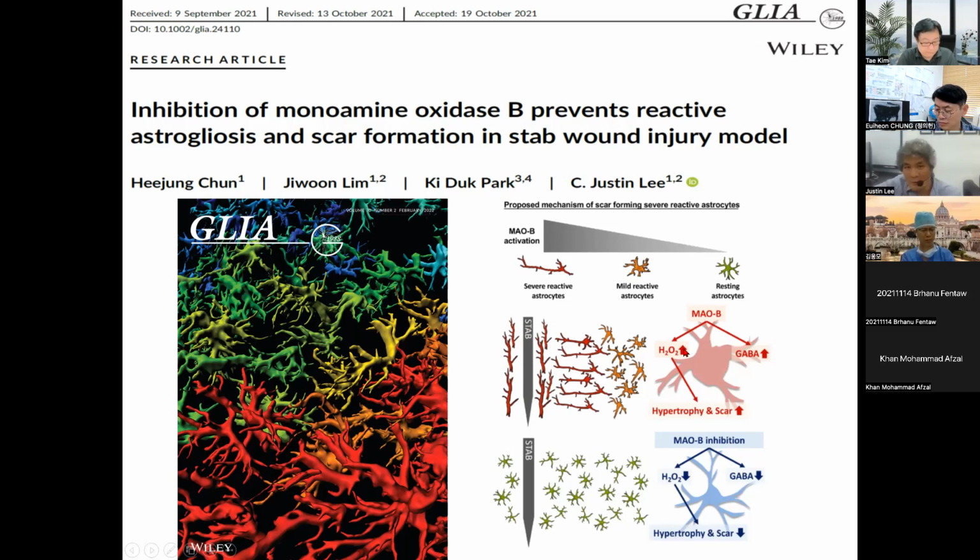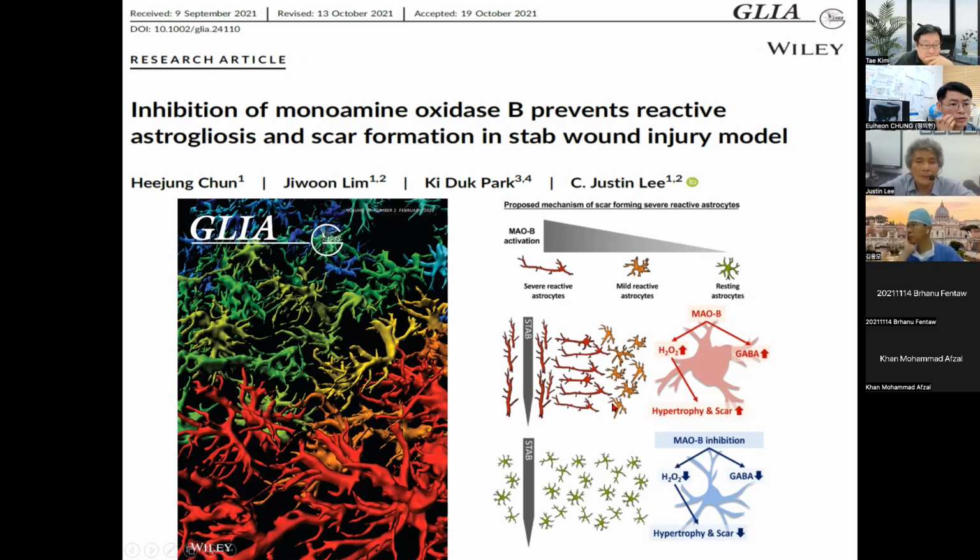And these all contain a high level of MAO-B, and this causes the production of GABA. At the same time, MAO-B can produce H2O2. And these two toxic molecules cause hypertrophy and scar formation. And when we inhibited this MAO-B in these cells, we were able to reduce GABA production and H2O2 production, and the hypertrophy and scar was prevented. So this was recently published, actually this year.